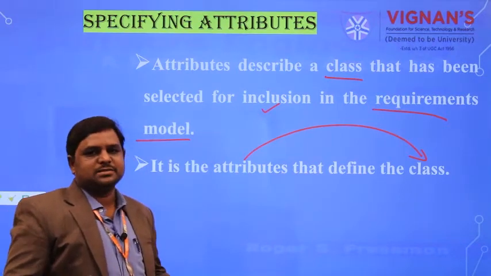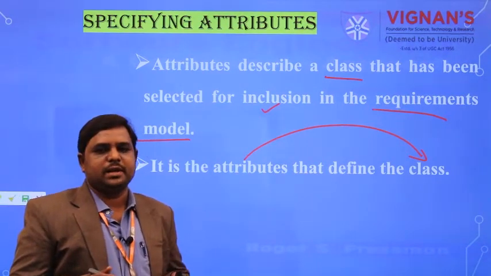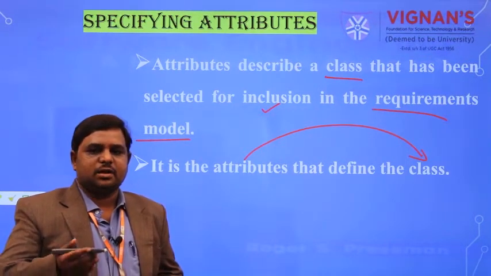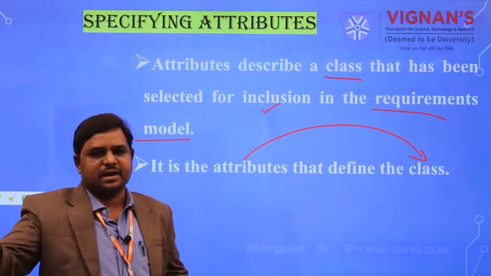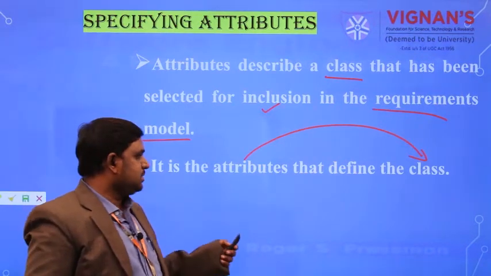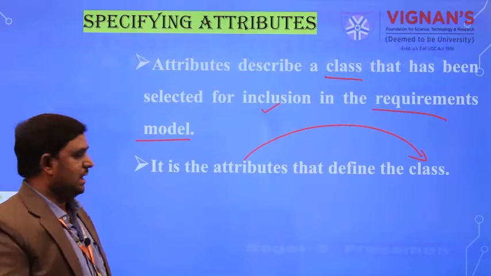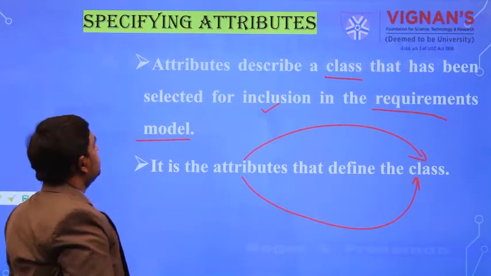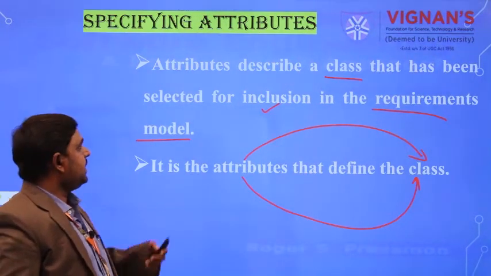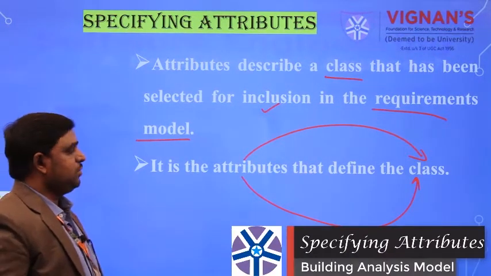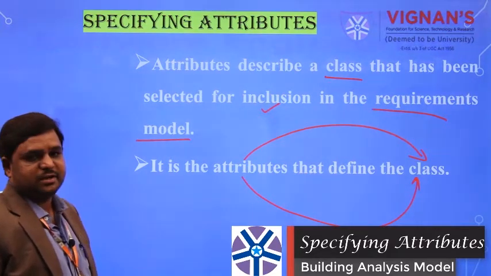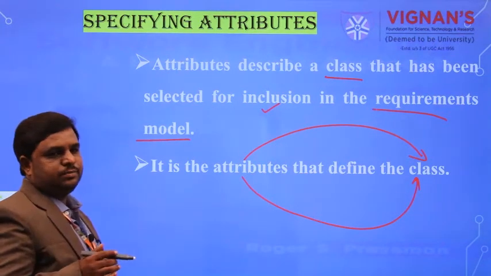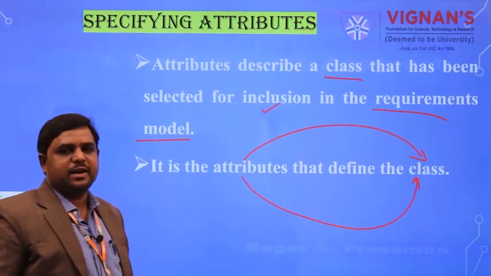If you take a class of vehicles, there are so many kinds like lorries, cars, buses. All these are objects, and for these objects we have different kinds of attributes. We will have those attributes for each and every class. That is how attributes define the class. So that is identifying attributes: attributes describe a class that has been selected for inclusion in the requirements model.